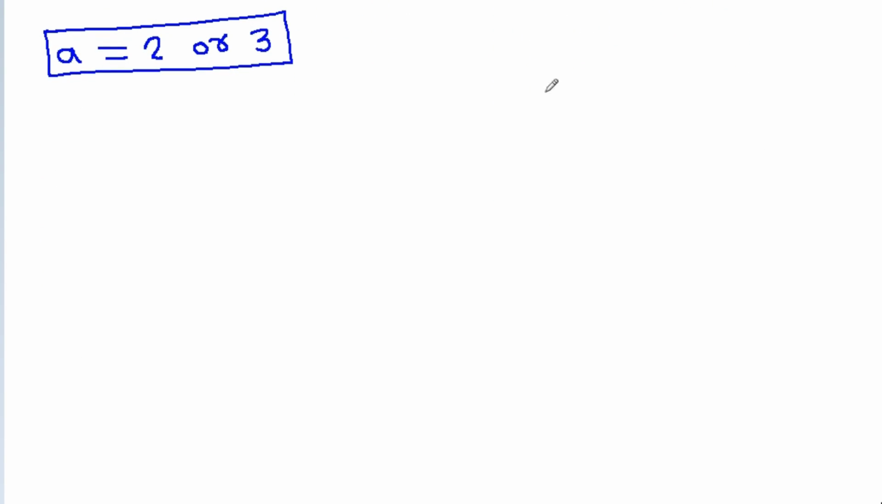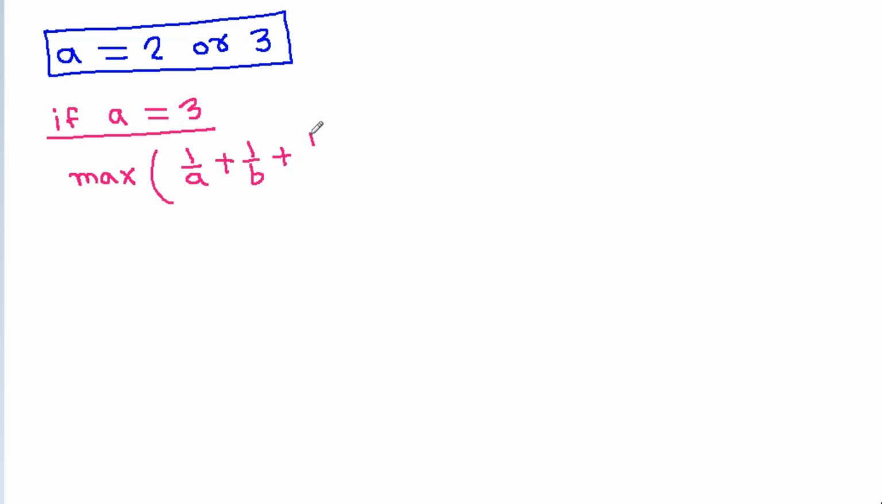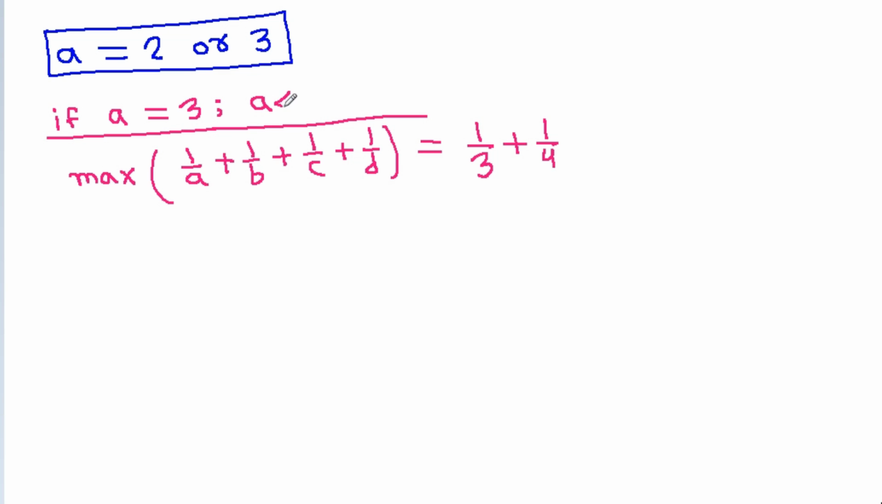And if a is equal to 3, then the maximum value of 1/a + 1/b + 1/c + 1/d will be equal to 1/3 plus the maximum value of 1/b, which will be 1/4, because a is less than b less than c less than d, and they all are natural numbers. And the maximum value of 1/c will be 1/5, and the maximum value of 1/d will be 1/6.